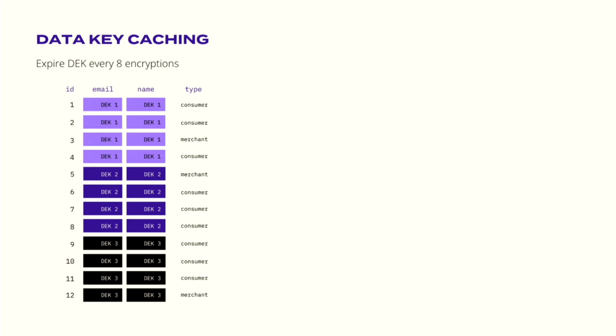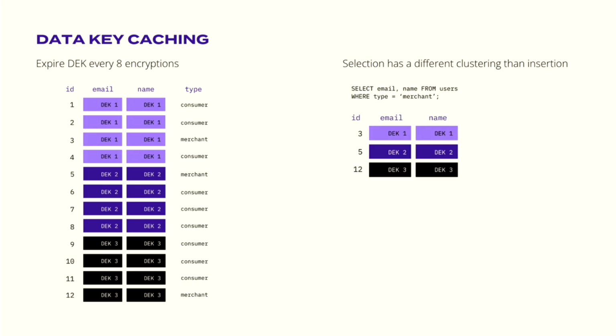Even though this solves the performance problem during insertion, it actually doesn't solve it for queries, because the access patterns for your data at insert time are often different to how they are at retrieval time. It's a random access problem. So I might send a query to the database where I'm saying, in this example, select email and name from the users table where type is merchant. Now that's not going to get records that happen to have been inserted together. They're going to be randomly retrieved.